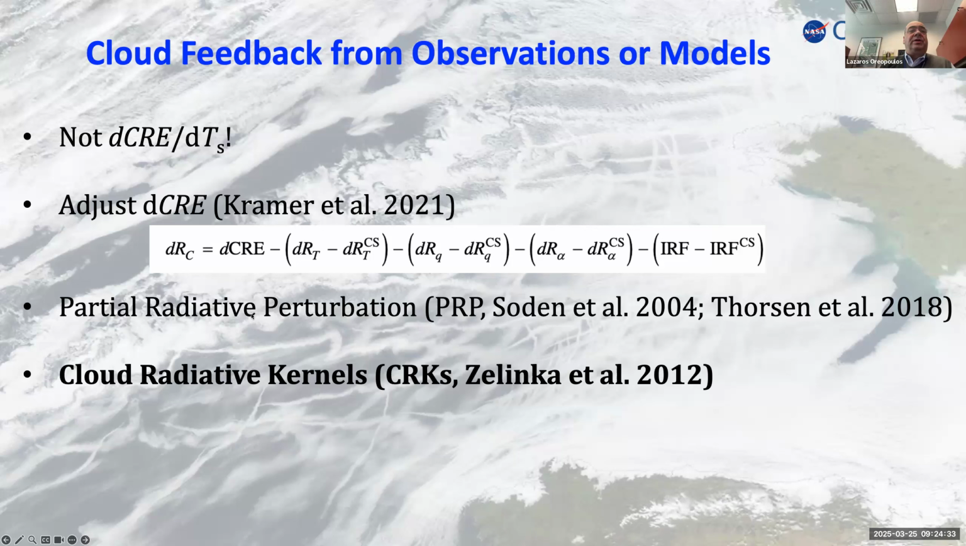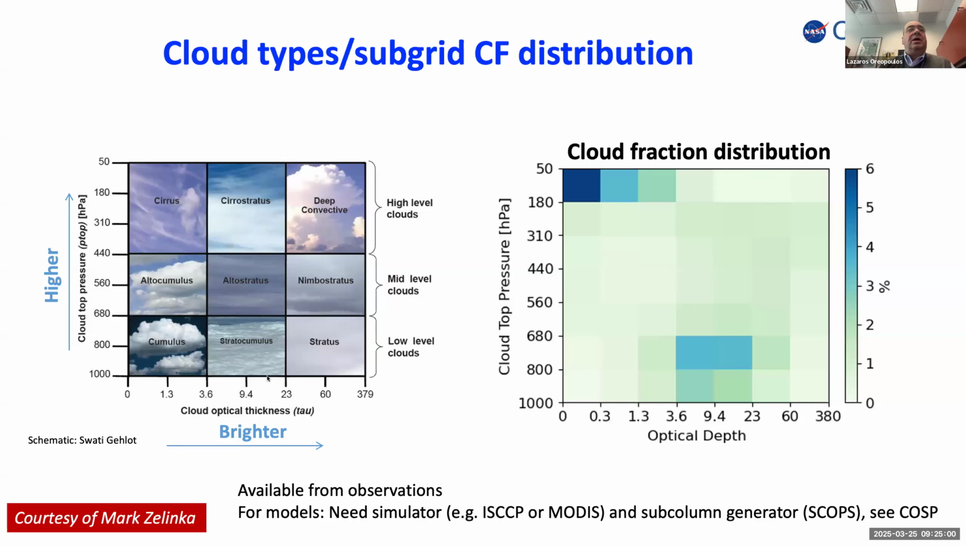Another option is to use the partial radiative perturbation method, but I think what is by far the most popular option now is to use cloud radiative kernels. Mark Zelinka talked about that in the last symposium, so it is good to have that background. If you attended that talk, it's going to help you follow this one better.